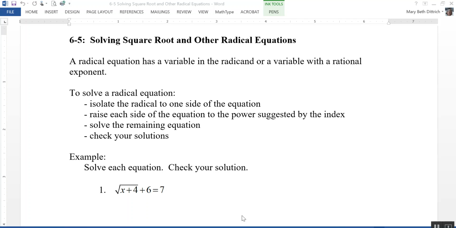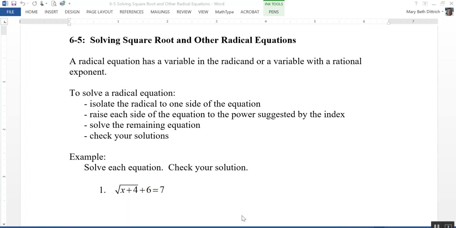Isolate the radical, or the variable with the rational exponent, to one side of the equation. Raise each side of the equation to the power suggested by the index. Solve the remaining equation, and always check your solution, because sometimes if you have two solutions, one or both may not actually work.